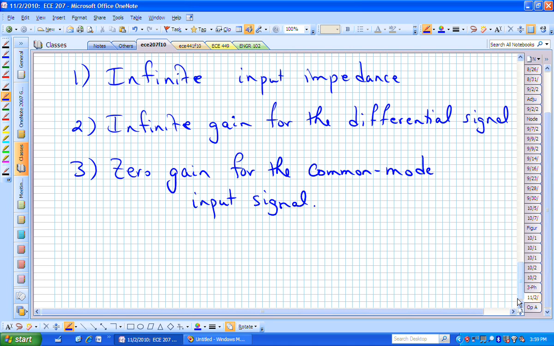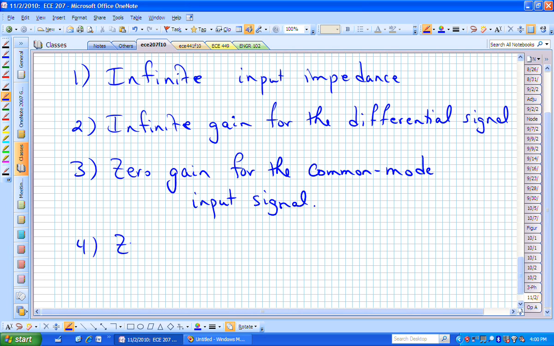Well, the two nominals don't get amplified because we're looking at the difference between those. Nominal might be 3 volts. Let's say V1 is 3 volts plus a high frequency piece of signal. Let's say V2 is 3 volts plus another signal. We are interested in those higher frequency signals' difference. The common mode or the nominal signal of 3 volts we don't gain as we go through. They get subtracted. So there's zero gain for the common mode input signal.